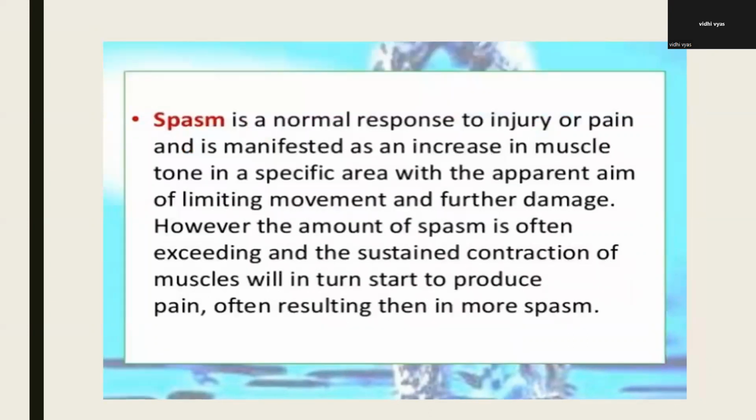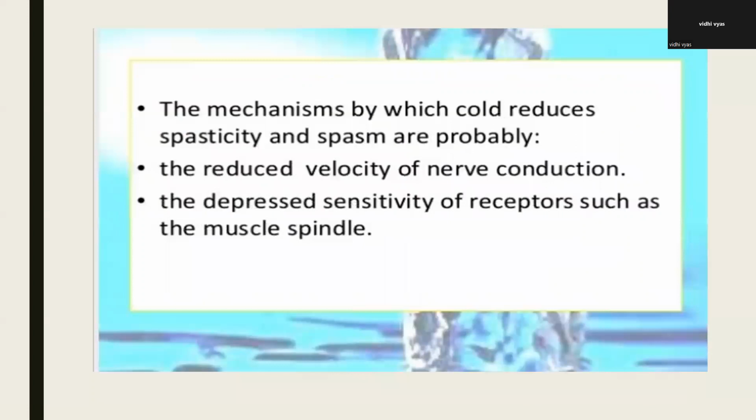Spasm is a normal response to injury or pain and is manifested as an increase in muscle tone in a specific area with the apparent aim of limiting movement and further damage. A higher amount of spasm is often excessive, and the sustained contraction of muscle will in turn start to produce pain, often resulting then in more spasm. The mechanisms by which cold reduces spasticity and spasm are probably the reduced velocity of nerve conduction and the depressed sensitivity of receptors such as the muscle spindle.